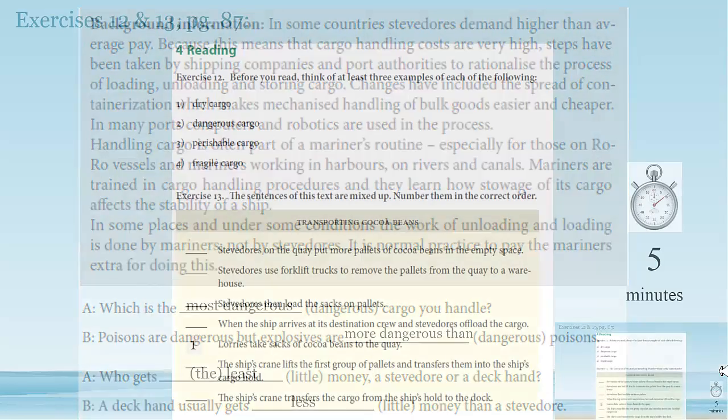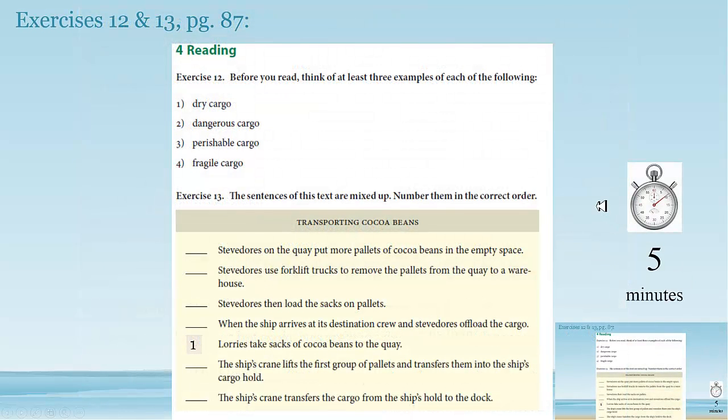Right, let's go on to the next two and last exercises, exercises 12 and 13. Here we have reading. Exercise 13, you're going to read the sentences and then put them in the correct order. I've given you the first one already. Lorries take sacks of cocoa beans to the quay. But then read the rest of the sentences, 6 sentences, and decide which order they should go in.